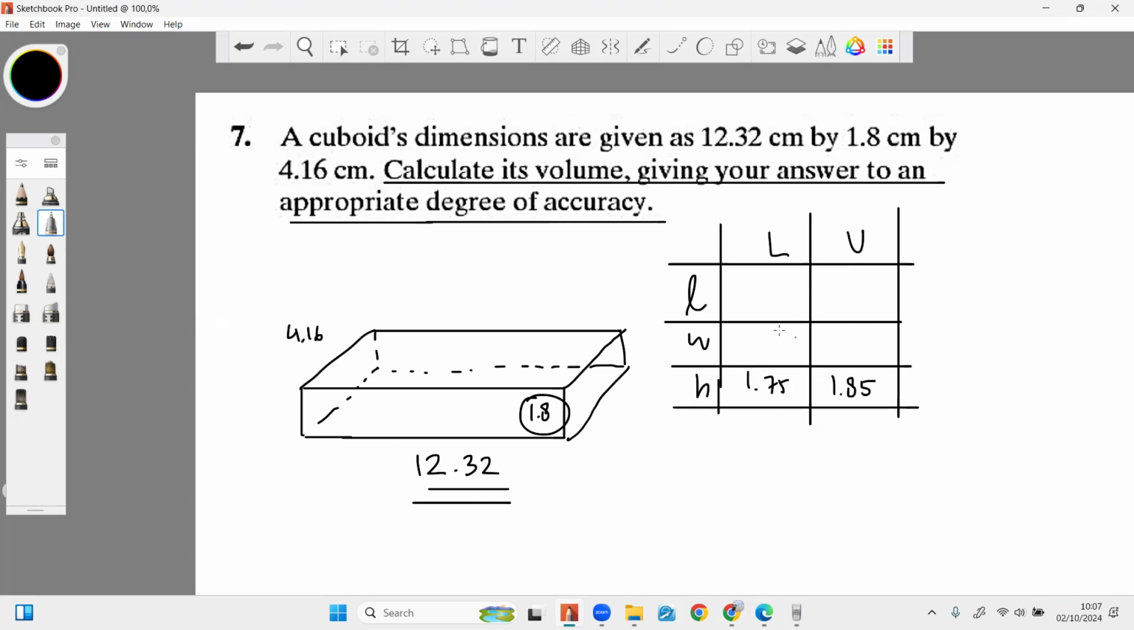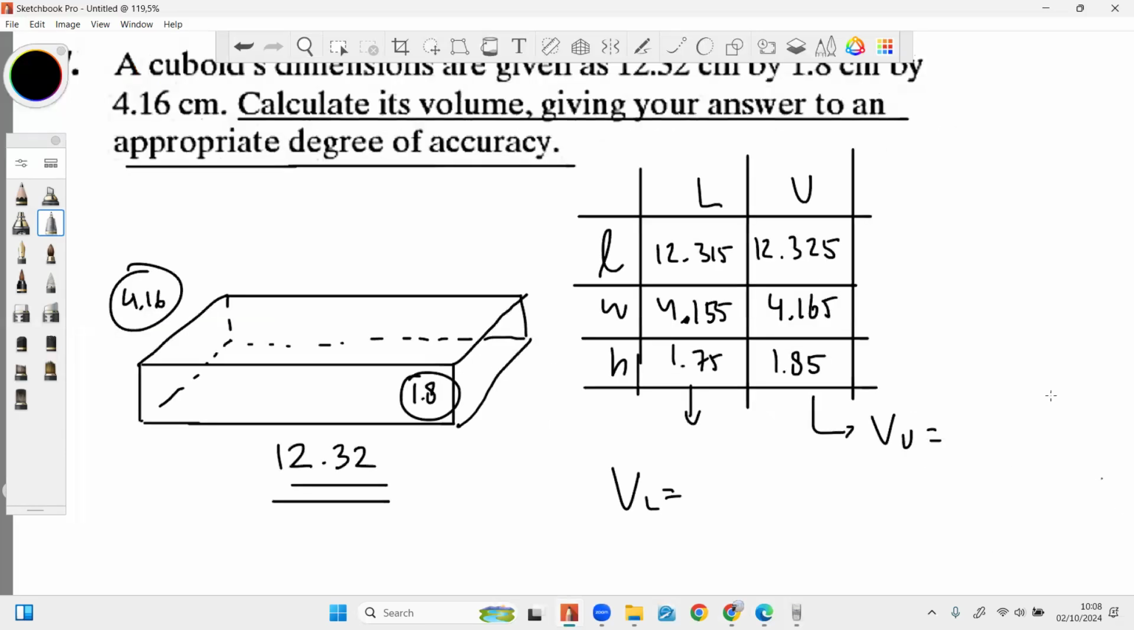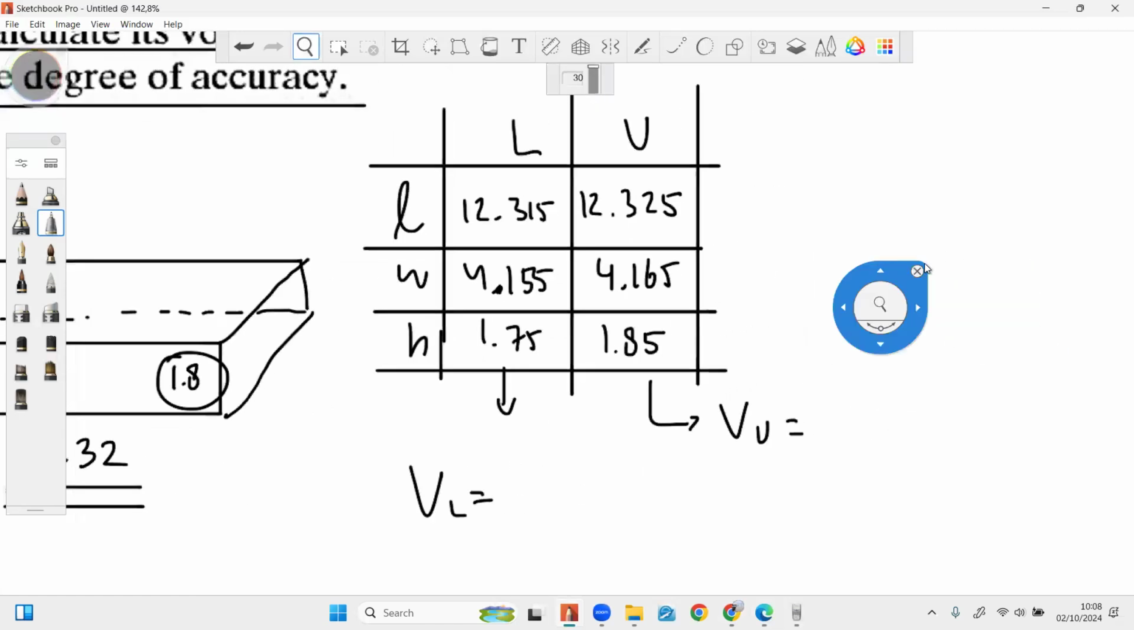12.32. 12.325. 12.315. Good. 4.165. And 4.155. That's it. The volume, lower bound, lower times lower times lower, right? Volume of upper bound, I put it here. Please calculate. The unit is cm cube, yeah.